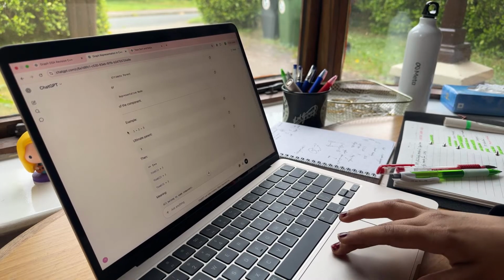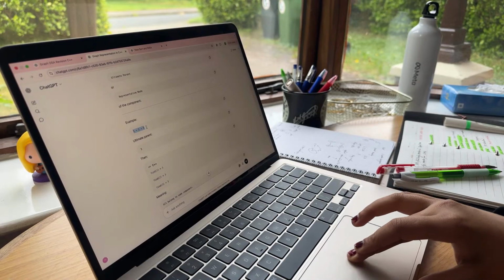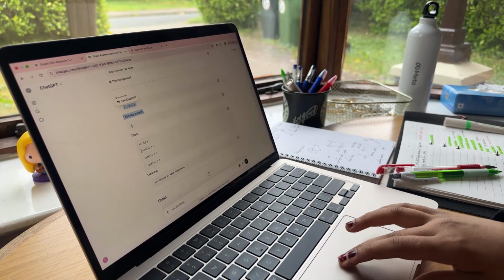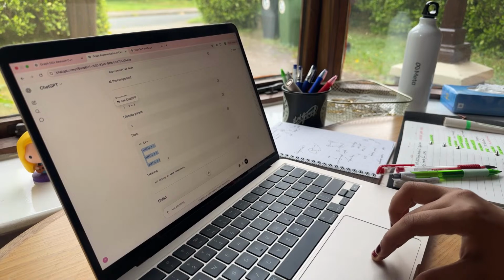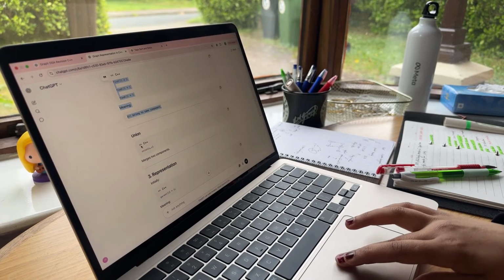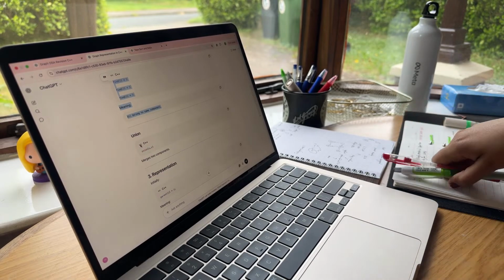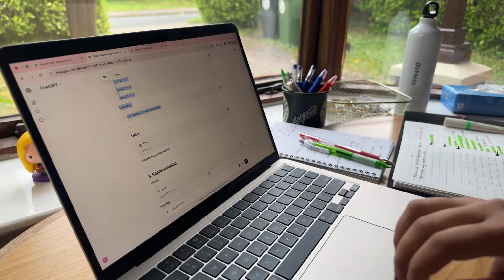So one is get parent and one is add. So the ultimate parent is 3. Then 1's ultimate parent is also 3, 2 is also 3, 3 is also 3. All belong to the same component. This is union find. So obviously there are two operations, find and union.